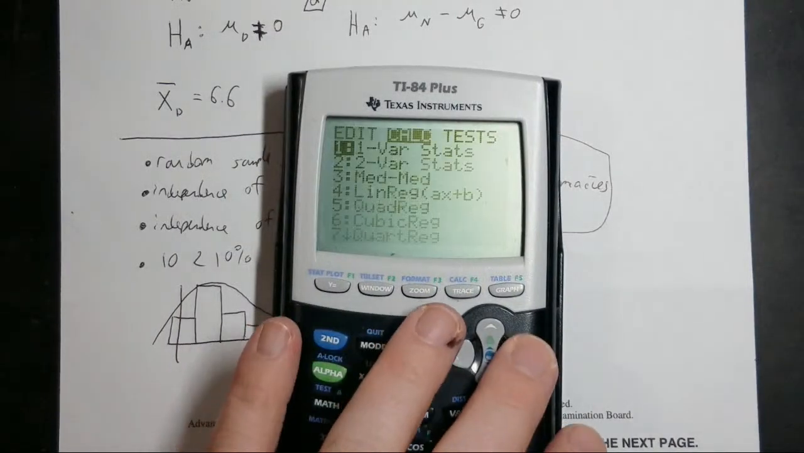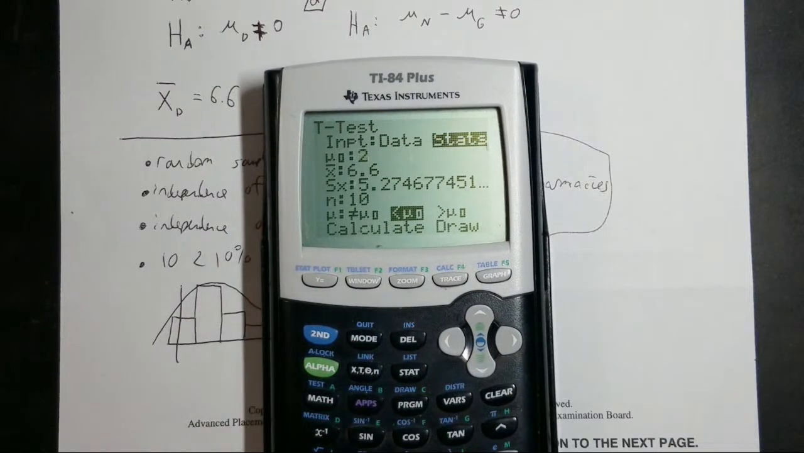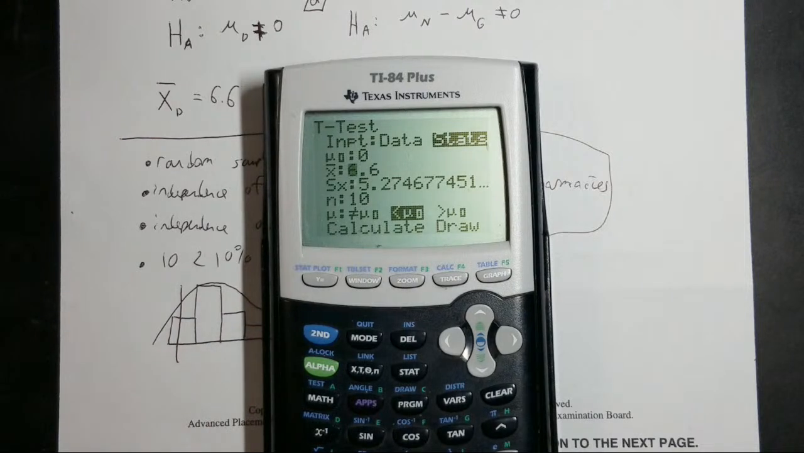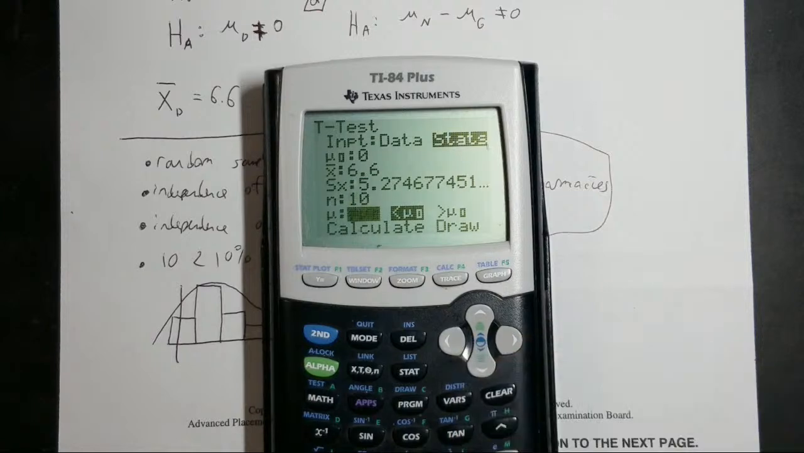So I'm going to do a t-test. All of my information is there, except for the mu sub 0, which I got to do 0 there. On average, they had a difference of 6.6, meaning the generic brand, on average, had 6.6 less milligrams than the name brand, because we subtracted it in that order, name brand minus generic. Standard deviation is already there. Sample size is already there. We're going to do not equal to based on the context of the problem.